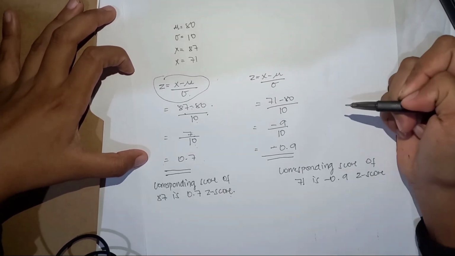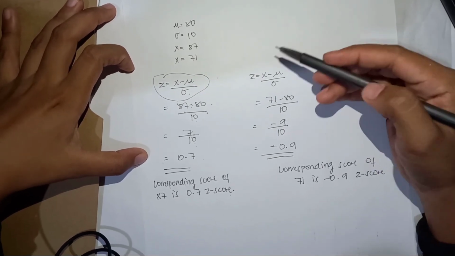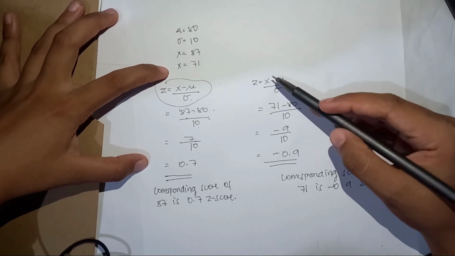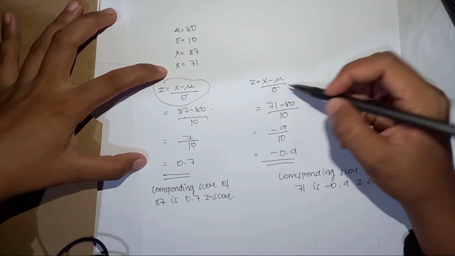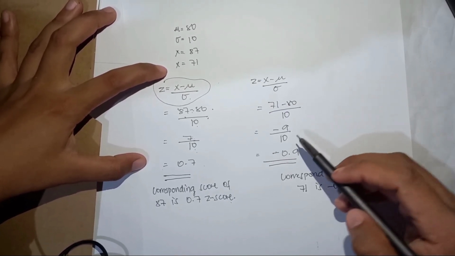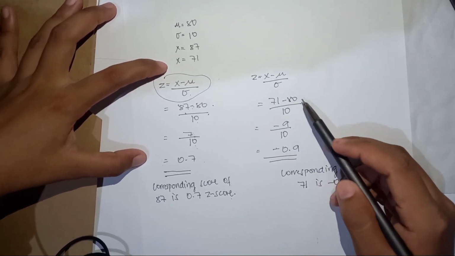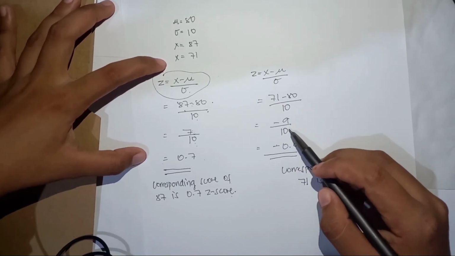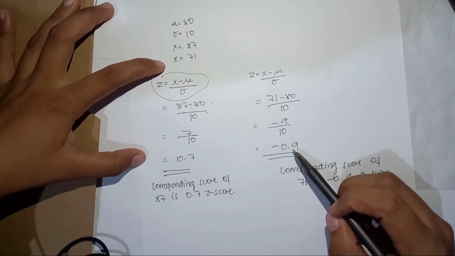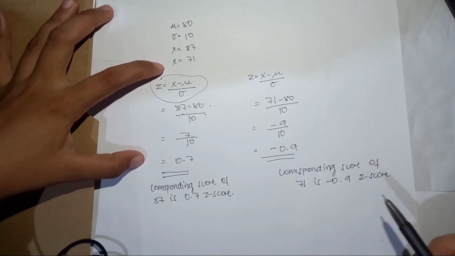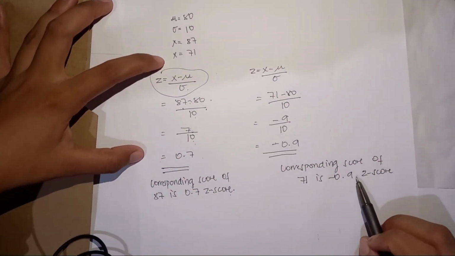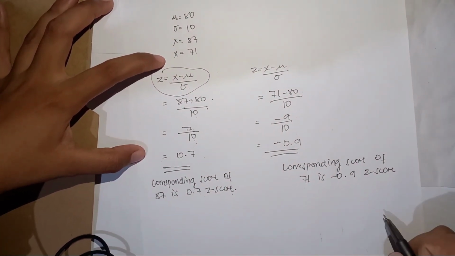The next is another empirical value, which is 71. We're going to use the same formula: 71 minus 80 over 10. 71 minus 80 is equal to negative 9 over 10. Negative 9 divided by 10 is equal to negative 0.9. The corresponding z-score of 71 is negative 0.9. And that's all.